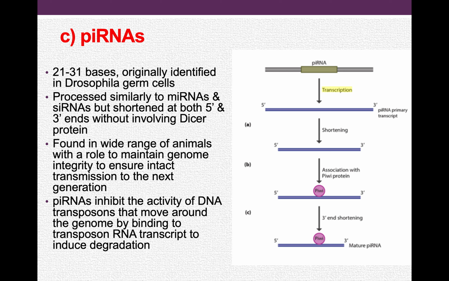It is found in a wide range of animals with a role to maintain genome integrity, to ensure intact transmission to the next generation. Its function is to inhibit the activity of DNA transposons that move around the genome, by binding to the transposon RNA transcript to induce degradation. So there we have it.